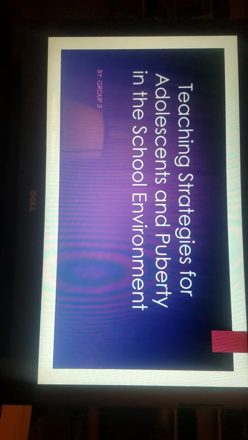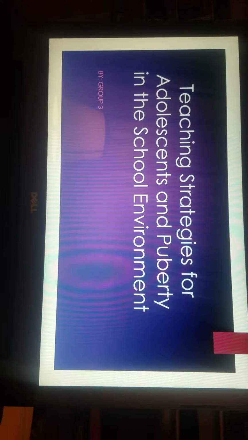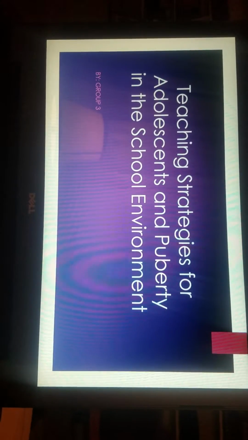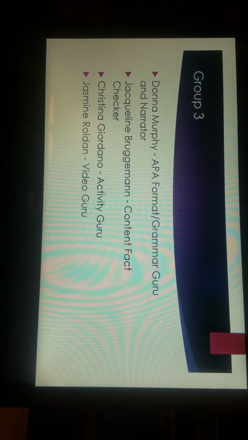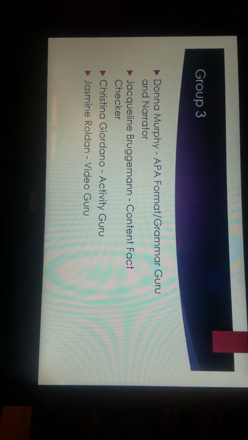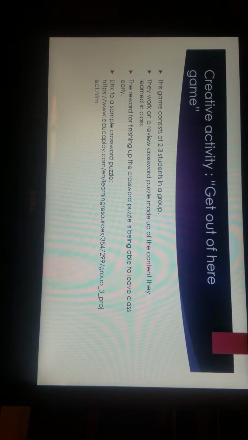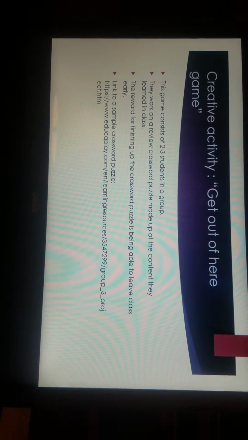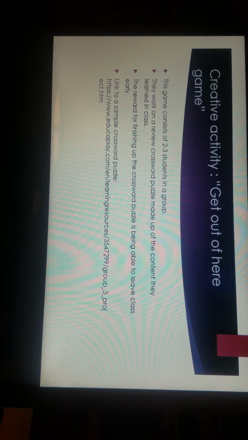The topic today is teaching strategies for adolescence and puberty in the school environment. The creative activity that we've given is called the Get Out of Here game. The game consists of 2 to 3 students in a group. They will work together and review the crossword puzzle. And the reward for doing that is they get to leave class a little bit earlier.